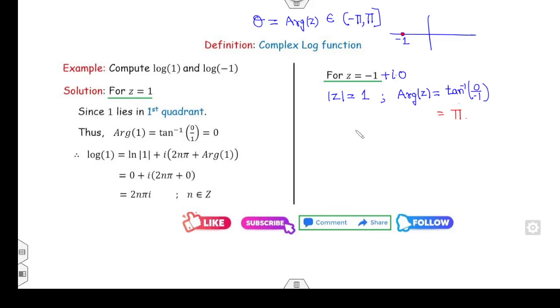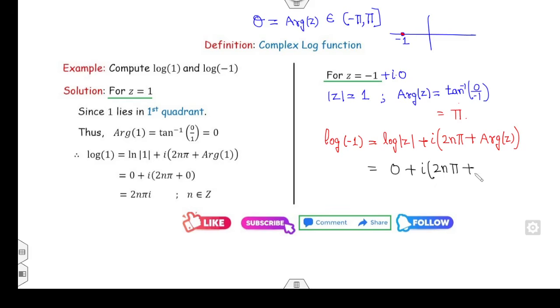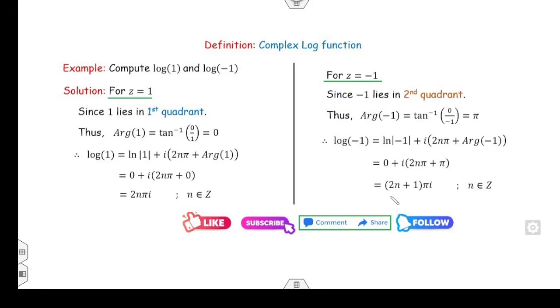So therefore I can substitute the value. What is the value of log of minus 1? It is equal to log of mod z plus iota small arg, that is 2n pi plus capital ARG. I can substitute both the values. Log of 1 is 0, plus 2n pi plus pi. I can take pi as common. So (2n plus 1) pi iota is the right answer of the problem.